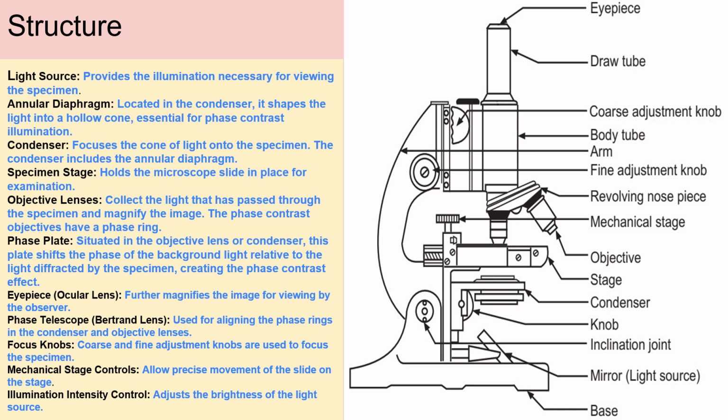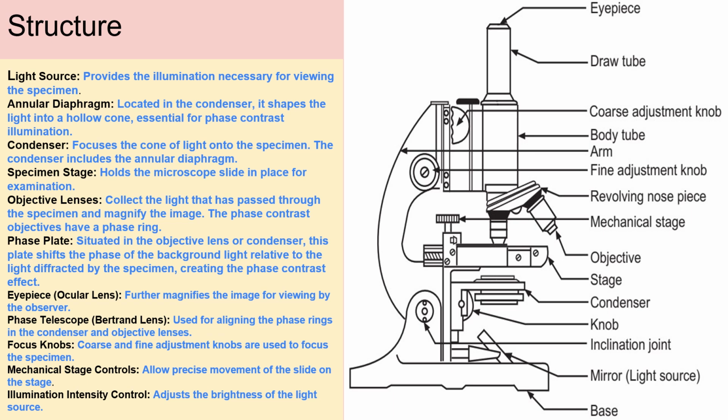These objectives are equipped with the phase rings essential for phase contrast. A phase plate situated in the objective lens or condenser shifts the phase of the background light relative to the diffracted light, thus creating the phase contrast effect. The image is further magnified by the eyepiece for the observer. Proper alignment of the phase rings in the condenser and objective lenses is achieved using a phase telescope.